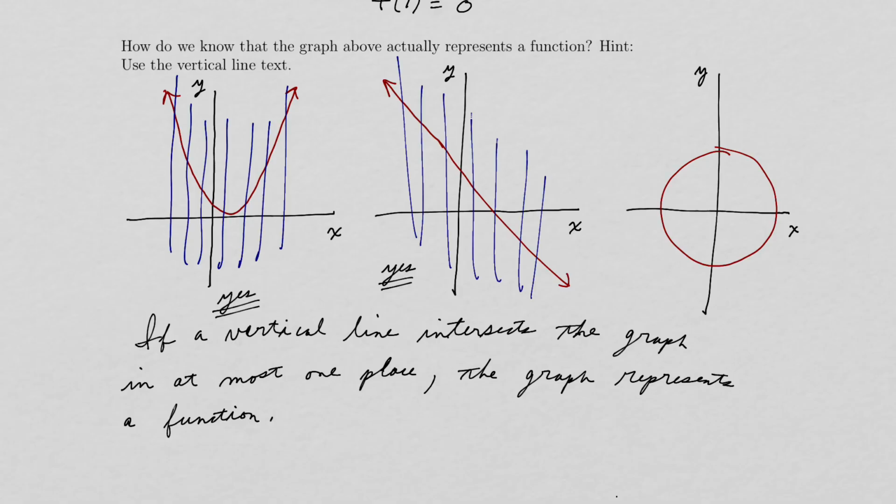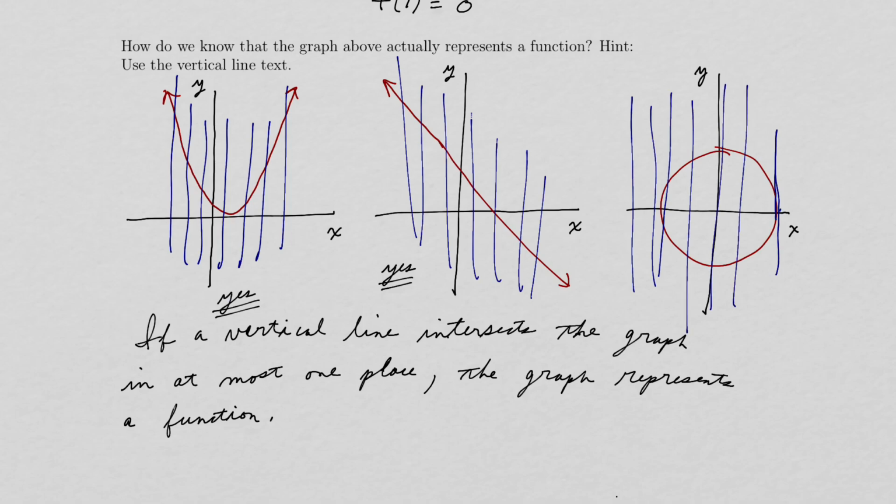What about the circle? So here it doesn't matter because it's not intersecting at all. Here, right at the edge on both sides, it's just intersecting in one place. But other places, vertical lines are passing through the graph in two places, right? Here and here and here and here. So that does not represent a function. That circle is not a function. Right? It has an equation. You can think of it as a relation, but it's not a function.